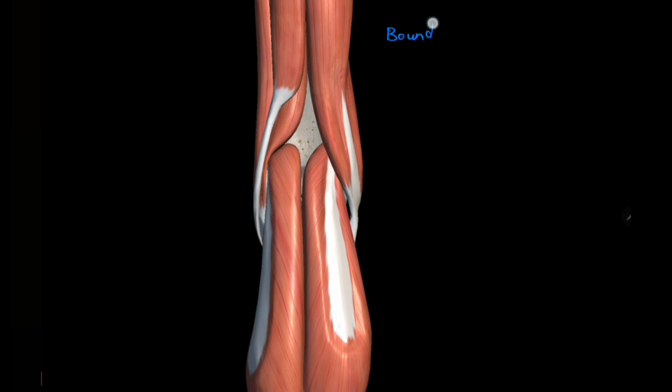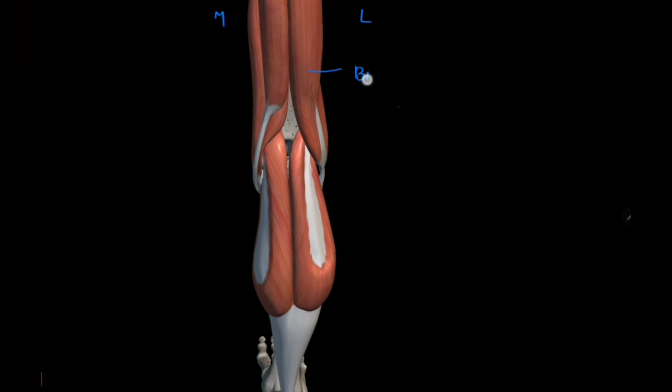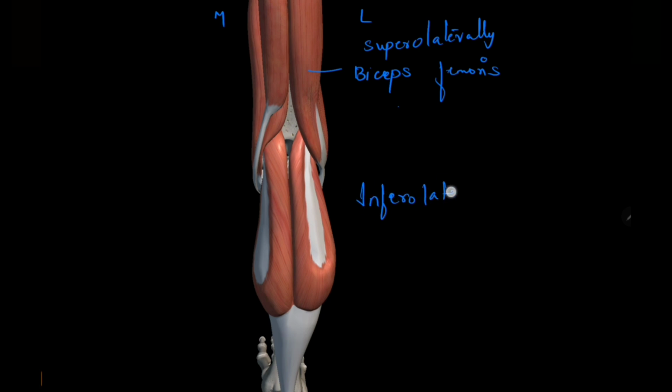Now, if we go for the boundaries of the popliteal fossa, the muscles are forming the boundaries. So this will be the lateral side and this will be the medial side. On the lateral side, the biceps femoris is forming the superolateral border. Superolaterally biceps femoris is present, and inferolaterally we have the lateral head of the gastrocnemius muscle.